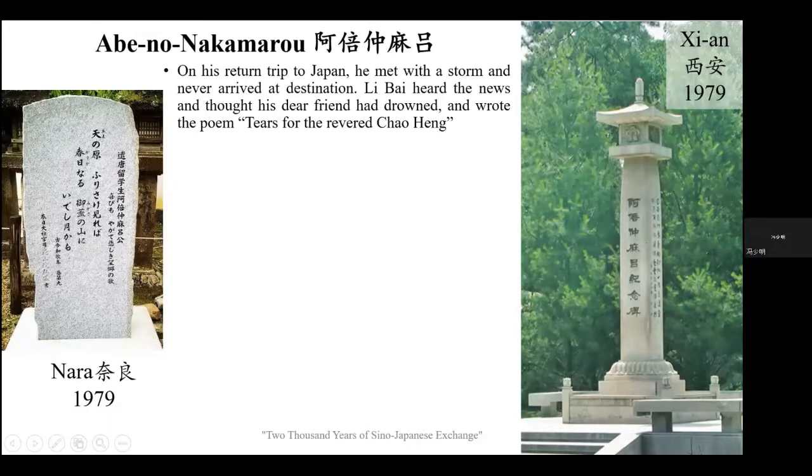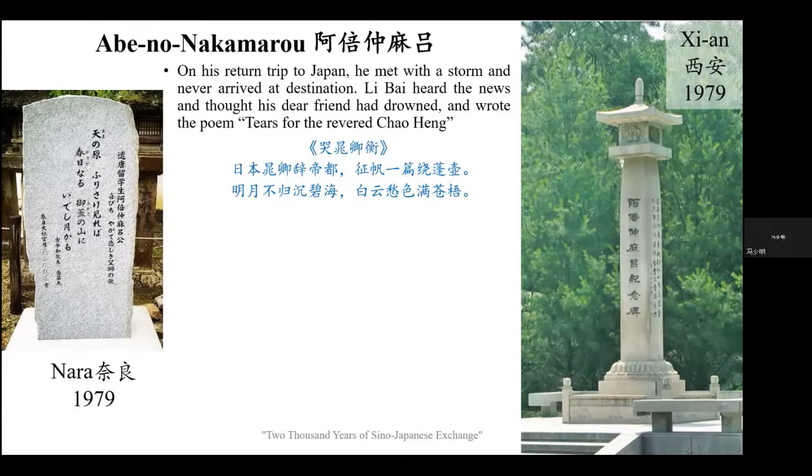On his return trip to Japan, he met with a storm and never arrived at his destination. When Li Bai heard the news, he was very sad. He thought his dear friend had drowned, and he wrote the poem "Tears for the Revered Chao Heng," which I loosely translated as: my Japanese friend, the talented poet Chao Heng, is leaving the capital on a voyage around Penghu. Penghu is in Shandong. It is the place where he departs for Japan.